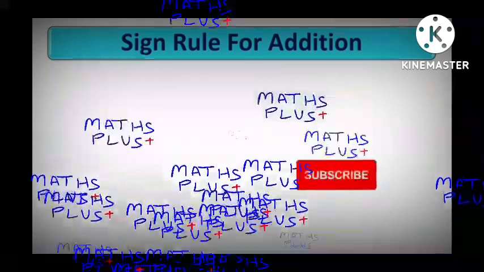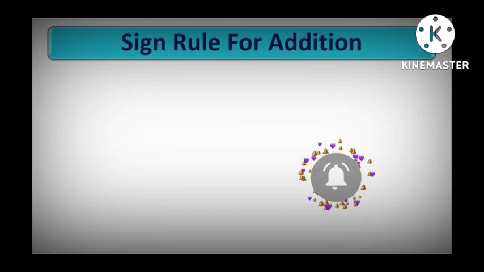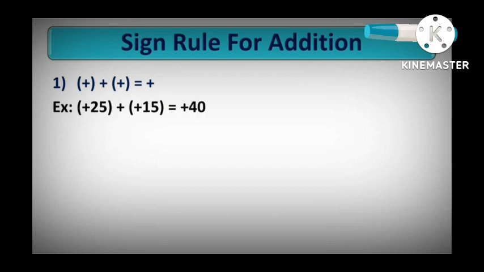In today's session, we are going to learn sign rules. So let's start with sign rule for addition. First rule is when two positive numbers are added, we get a positive number. For example, positive 25 plus positive 15 equals positive 40.